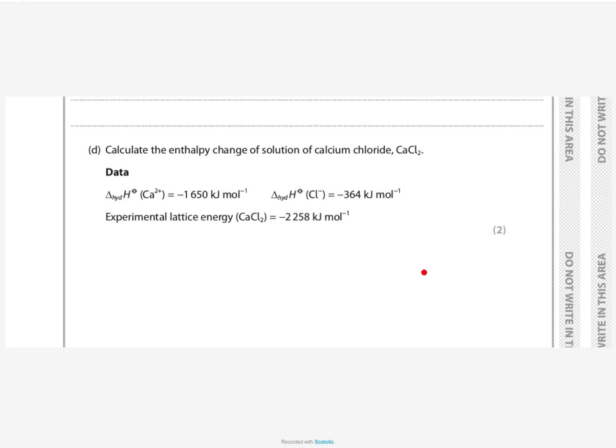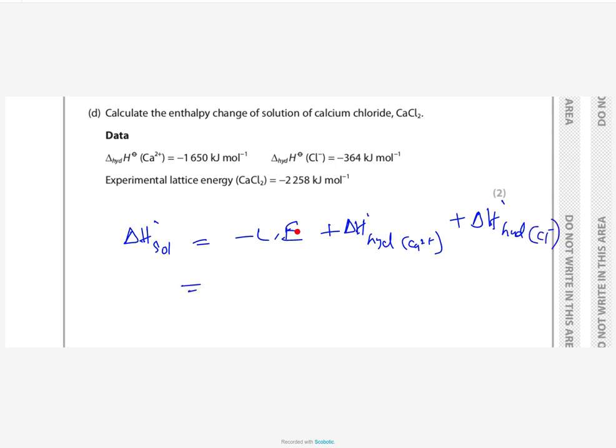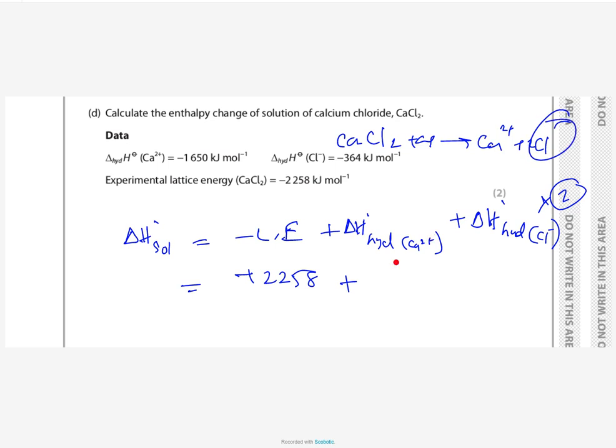One more question. Calculate the enthalpy change of solution of calcium chloride. Hydration is given. Lattice energy is given. If you remember the equation, enthalpy of solution is minus lattice energy plus enthalpy of hydration of the cation, plus enthalpy of hydration of the anion. Just simply substitute. 2258 for calcium. And remember, for CaCl2 the anion should be multiplied by 2. Okay. So calcium chloride, don't forget that. Calcium 2 plus and 2 Cl minus. So anion should be multiplied by 2.